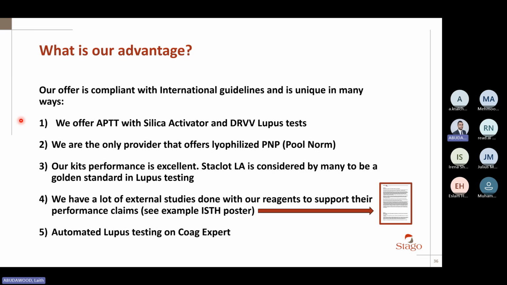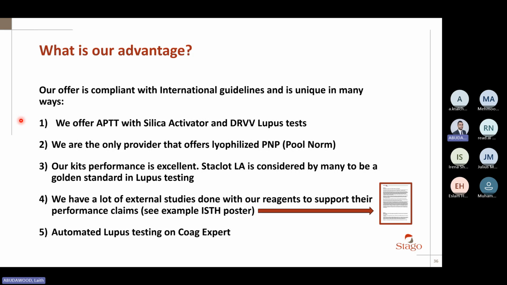And finally, the fifth point, we are the only provider in the market that has a fully automated lupus testing algorithm, and that is applicable on Coag Expert. Basically, in Coag Expert, we can program an algorithm. So we just tell Coag Expert through the LIS, run PTTLA and run the RVV screen.